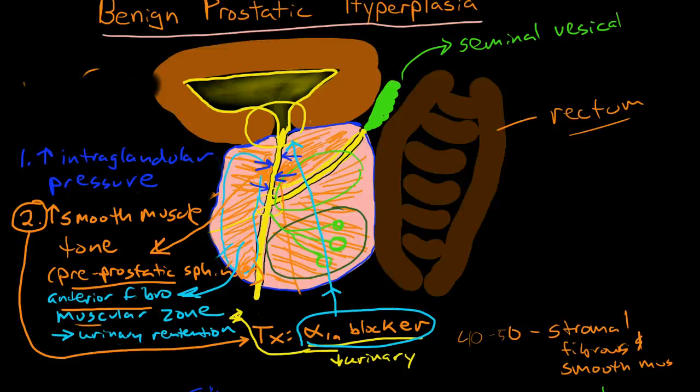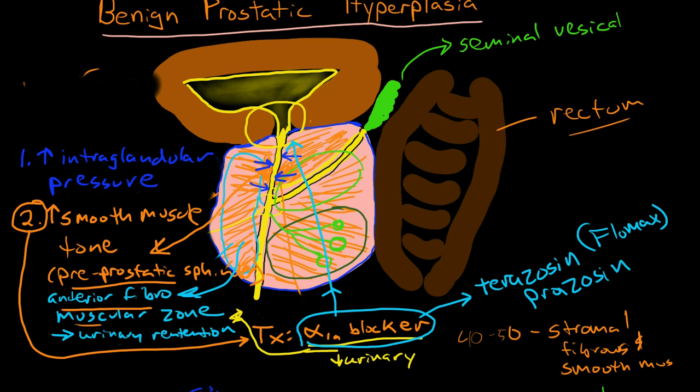So just to remind you what I'm talking about here, these are alpha-1A blockers. The main ones that I'm aware of and that I've used are terazosin, which I believe the brand name is Flomax, and then prazosin. I don't remember the brand name for prazosin. But those are the alpha-1 blockers, and this is how they work.